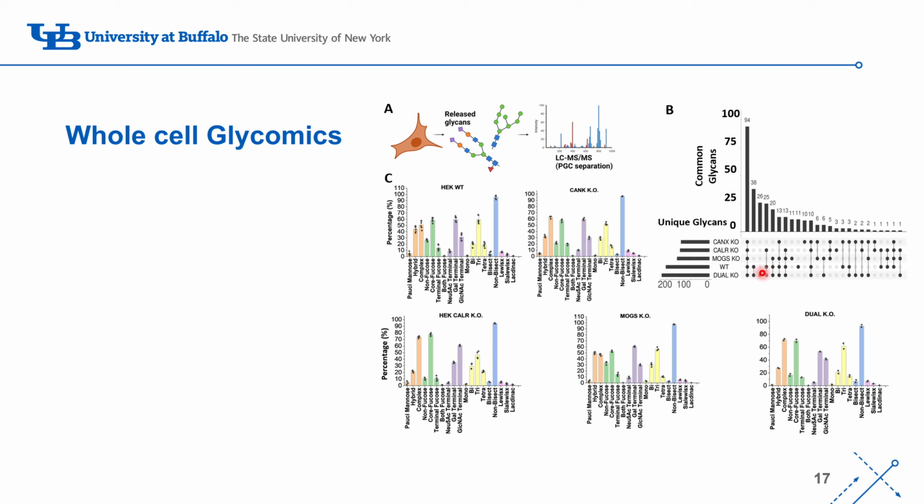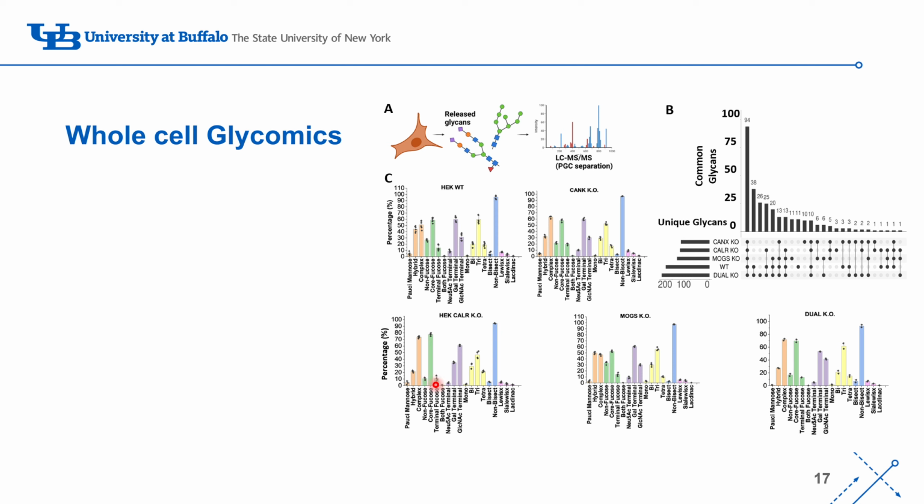The changes that we have observed in the dual knockout could be because of the change in the hybrid and complex structures. In the wild type, we can see that hybrid and complex structures are almost comparable, whereas in the dual knockout, the complex structure is increased and the hybrid structure has been reduced. Similarly, most of the changes in the other knockouts are also related to the hybrid and complex structures. As we can see, the hybrid and complex structure compositions are different compared to the wild type.